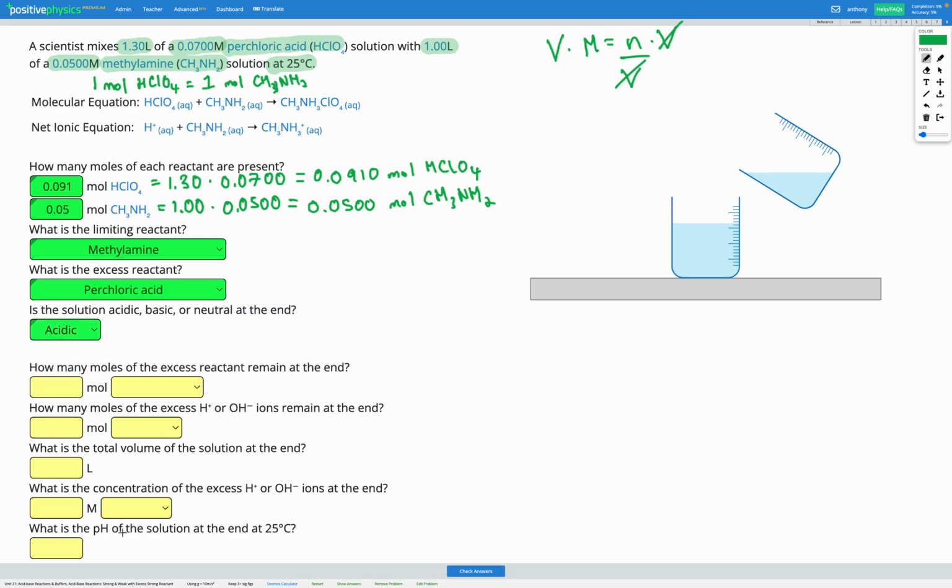Now, our goal is to find the pH of the solution, so we're going to need to know the concentration of H+ ions in our solution. So let's start by figuring out how many moles of the excess reactant remain at the end. We had 0.091 moles, but we know that 0.05 moles of that is going to react with the methylamine. So that leaves us with 0.041 moles of our perchloric acid. So we can fill that in here.